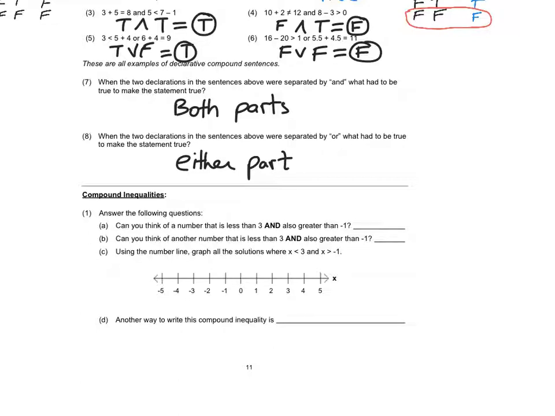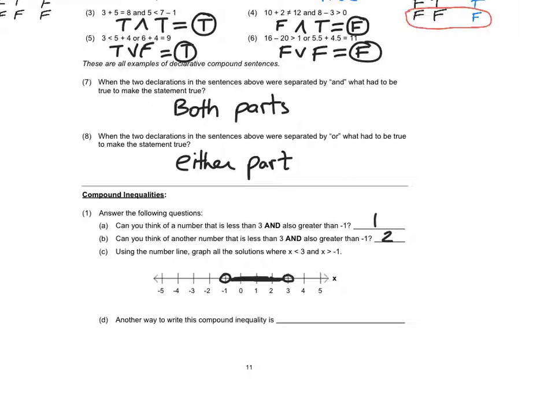Can you think of a number that is less than 3 and also greater than negative 1? 1? Okay. Can you think of another one? 2. Yeah. Using the number line, graph the solutions where x is less than 3 and greater than negative 1. So we have the 1, we have the 2, but we want to be less than 3, so open circle on the 3. And we also want to be greater than negative 1, so open circle on the negative 1. All right. So we're talking about all the values that are in between the two.